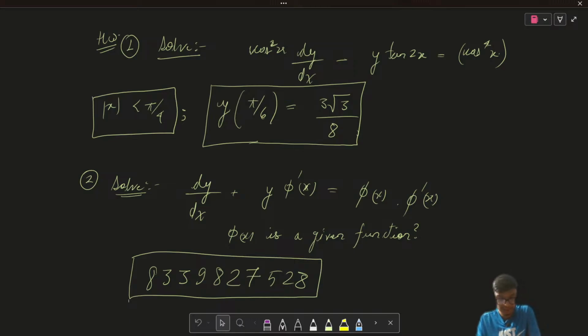So, if I have a family of curves, now we are going to discuss the orthogonal trajectory as well, right? So, let's start our discussion on that particular topic.